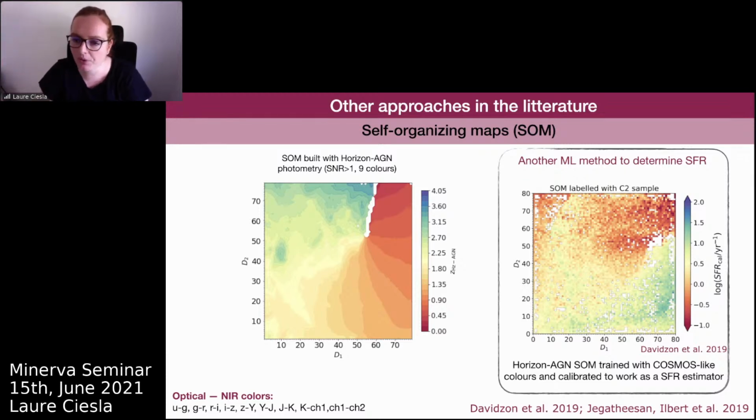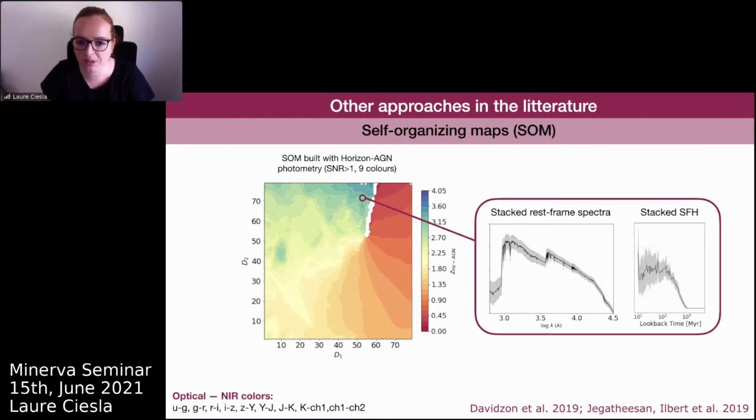But to go a bit further, because I'm focused on the star formation history, you can also see if galaxies that share the same pixel also share the same star formation history. So if you look at 1 pixel here, for instance, and you have a closer look at the spectra of the galaxies in the same pixel, you see that they have very similar spectra, but also very similar star formation history.